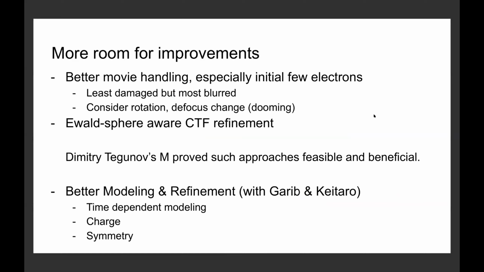There is some room to do better movie handling, especially for the initial few electrons, because these initial few electrons contain the least damage and the best information, but they are the most blurred because of very rapid initial movement. So if we can consider, for example, rotation of the particle during exposure or defocus change due to doming, we might be able to get better resolution.